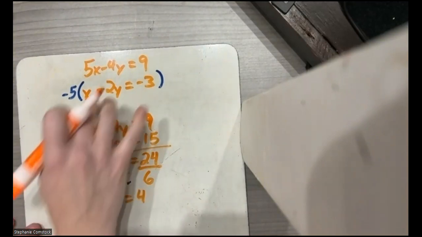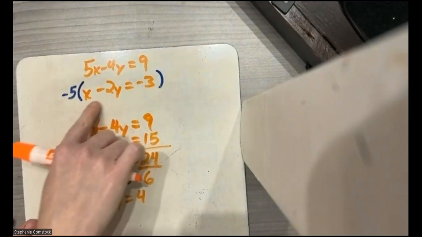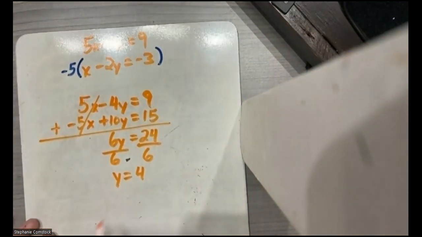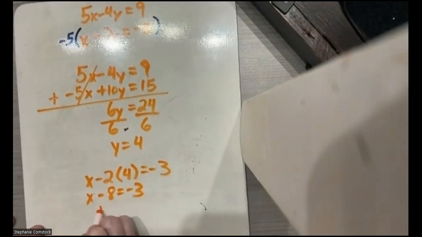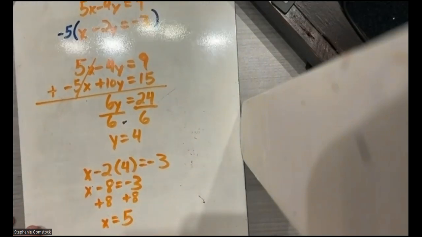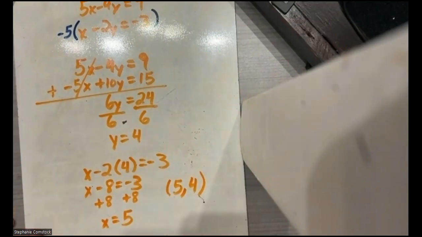Now I can take this and plug it back up anywhere I want to. I'm going to plug it into this equation right here. So I've got x minus 2 times 4 equals negative 3. That's x minus 8 equals negative 3. I'm going to add the 8, and I get x is 5. Even though I found y first and then x, when I write the solution, I'm going to write x then y, so 5, 4.